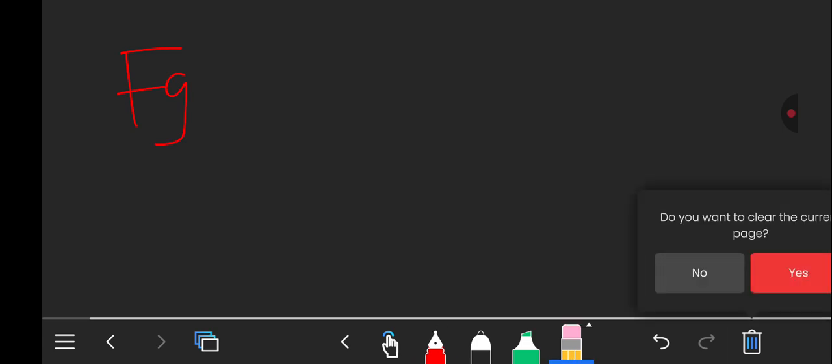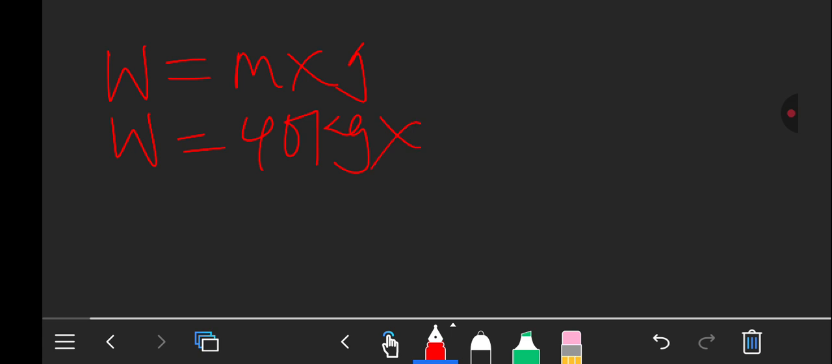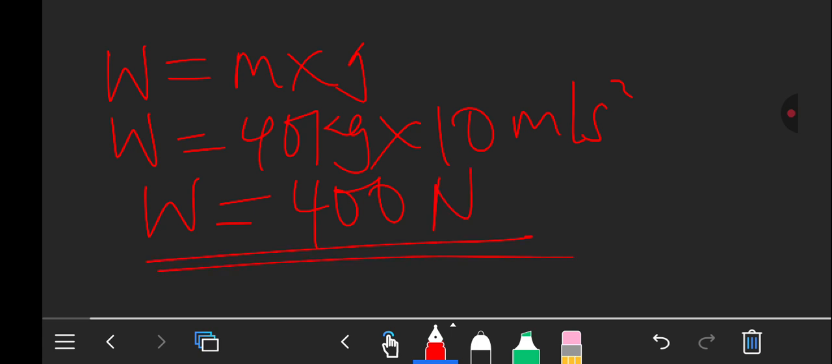Okay, let's now try to understand this and answer this question. So we write the formula: weight is equal to mass times gravity. So weight will be equal to, the mass we've been given is 40 kg. The gravity we have is 10 meters per square second. So weight will be equal to 10 multiplied by 40, that is 400. Weight we said is measured in newtons, so that's how you can calculate the weight.